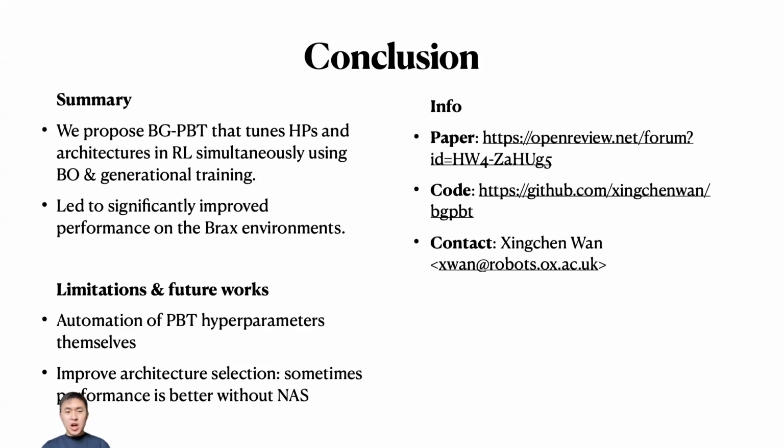Firstly, although BGPBT automates the reinforcement learning hyperparameters, there are still PBT hyperparameters themselves that remain. Examples include the number of intervals where we do PBT iterations, and our future direction will be how do we automate those hyperparameters as well. And secondly, we believe there's still room to improve architecture selection because sometimes, as we've shown in ablation studies, performance can be better without NAS.